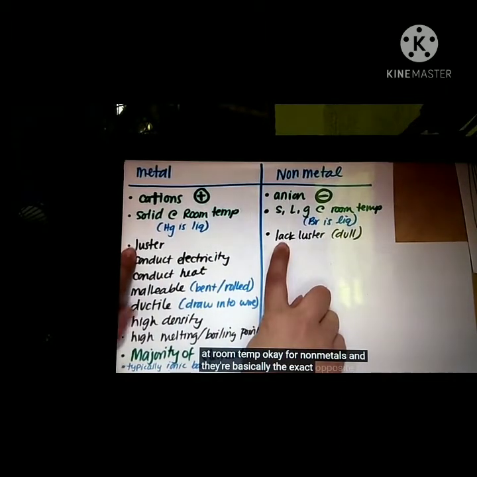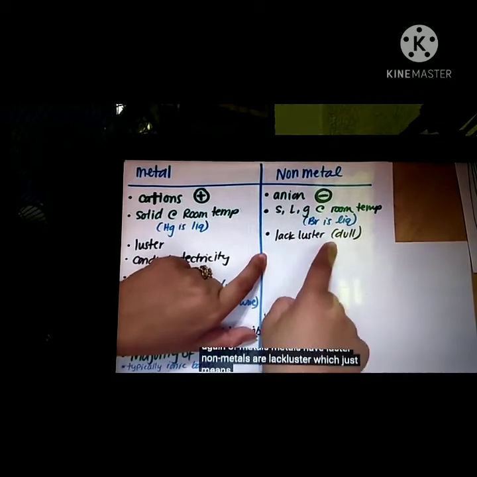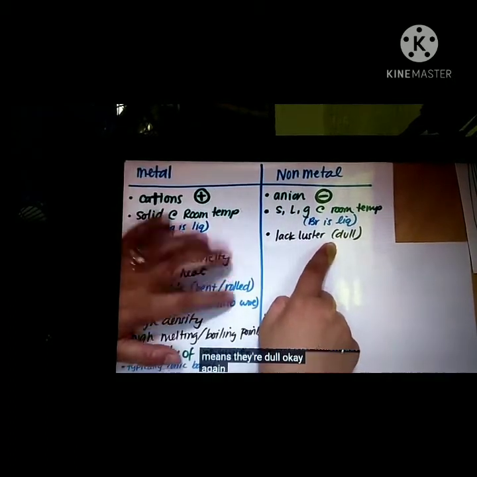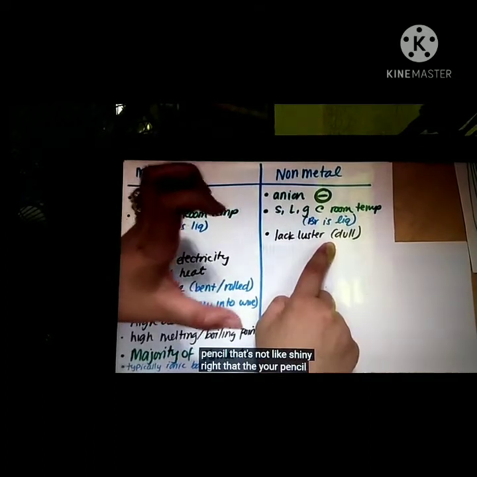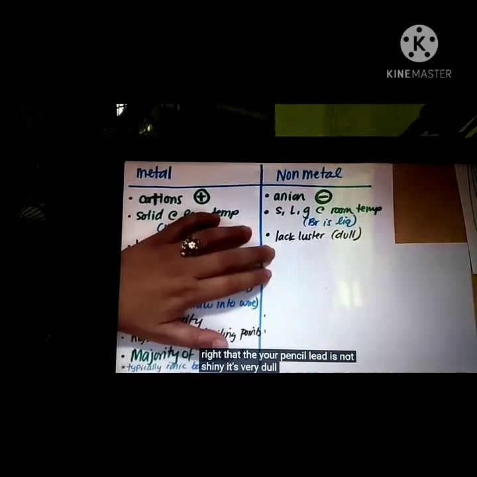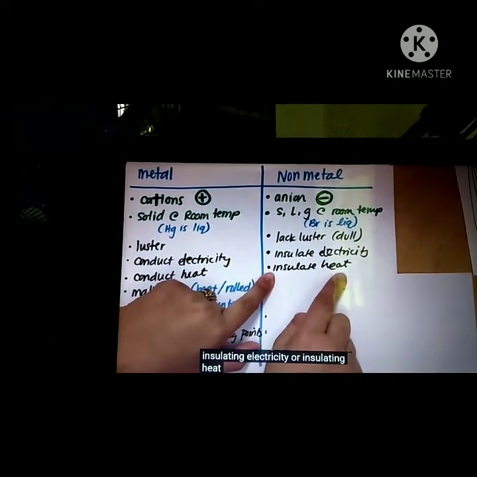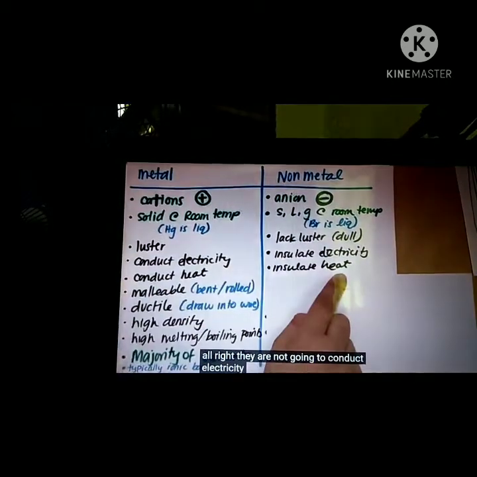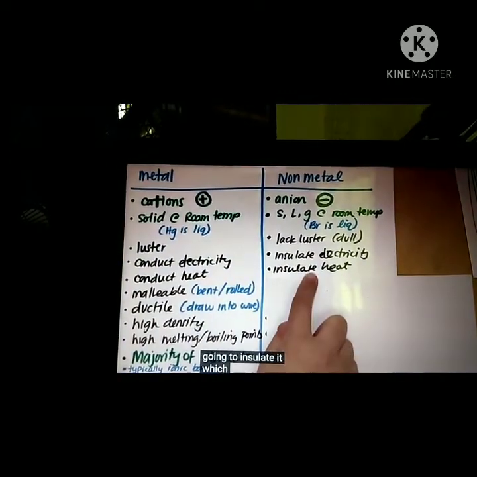And they're basically the exact opposite, again, of metals. Metals have luster. Nonmetals are lackluster, which just means they're dull, okay? Again, think about the graphite in your pencil. That's not shiny, right? Your pencil lead is not shiny. It's very dull. Nonmetals are good insulators, so insulating electricity or insulating heat. They are not going to conduct electricity. They're going to insulate it. They're not going to conduct heat. It's going to insulate it.